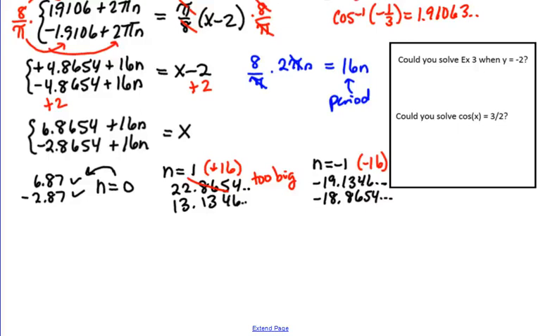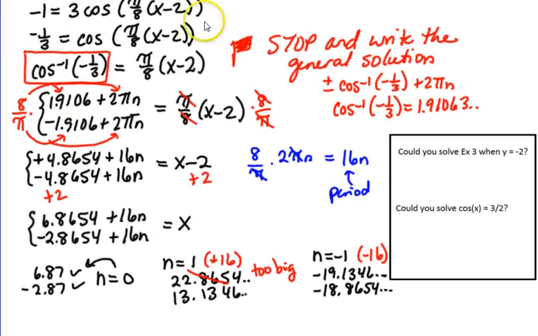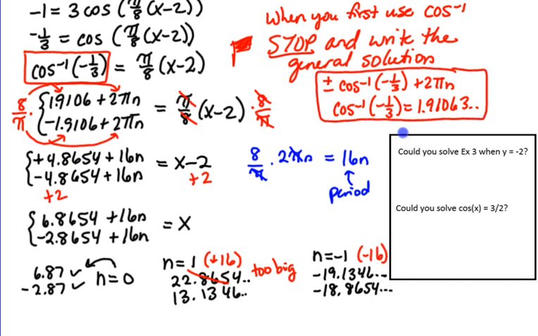So this is the process by which you are going to solve a more involved equation. The thing that you have to be very careful of is when to stop and write the general solution. When you first use inverse cosine, stop and write the general solution. So this is replacing the inverse cosine that's in here. And then finish solving.